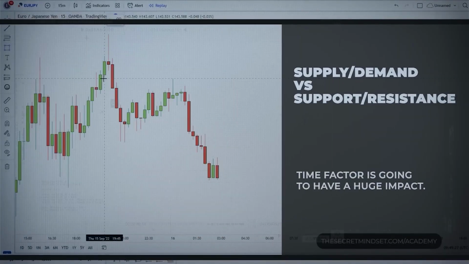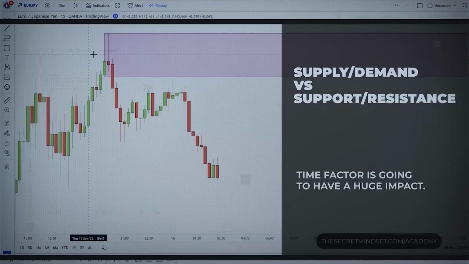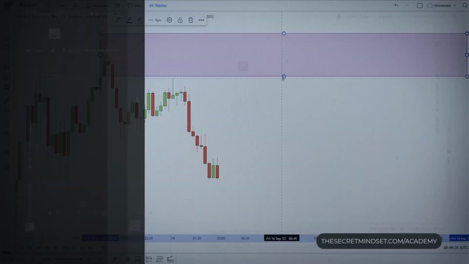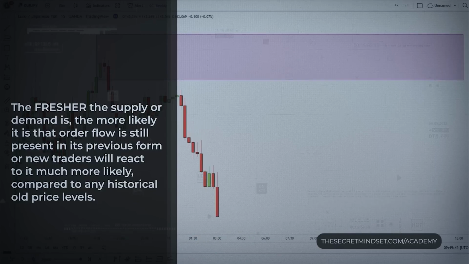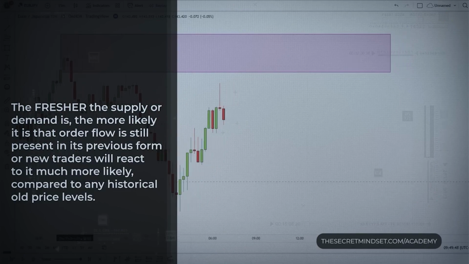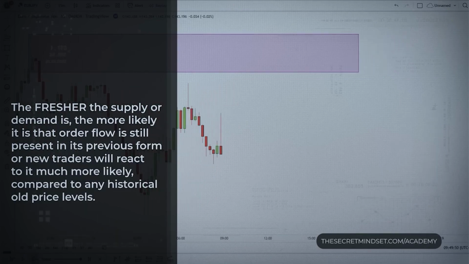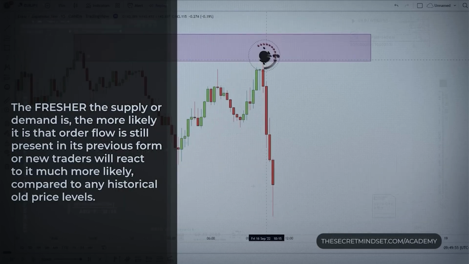So when it comes to supply and demand zones and support and resistance levels, the time factor is going to have a huge impact. Order flow will reposition itself over time. That is a statistical, mathematical factor, meaning that the fresher that supply or demand is, the more likely it is that order flow is still present in its previous form, or new traders will react to it much more likely compared to any historical old price levels.